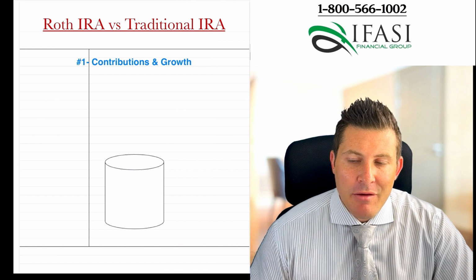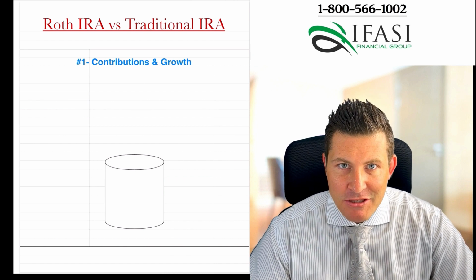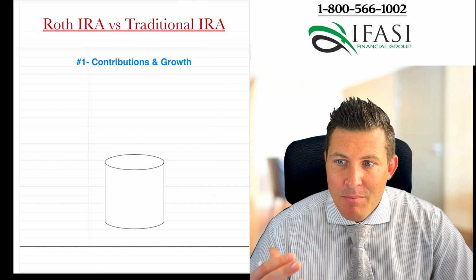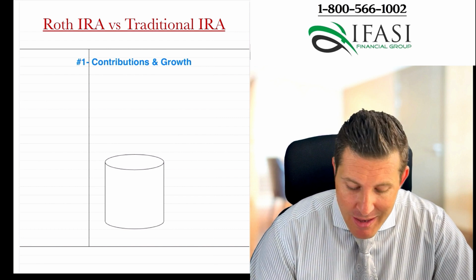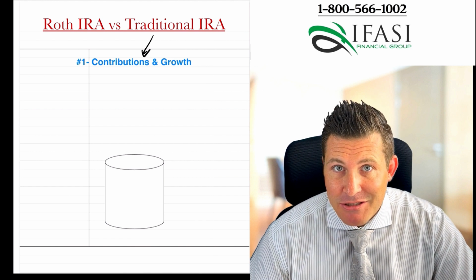So the mechanisms for how these buckets grow, whether traditional or Roth, follow that same formula: contributions and rate of return equal the account balance. But the difference from a contribution standpoint is that with the traditional IRA, those monies are pre-tax, so you're getting a tax deduction.